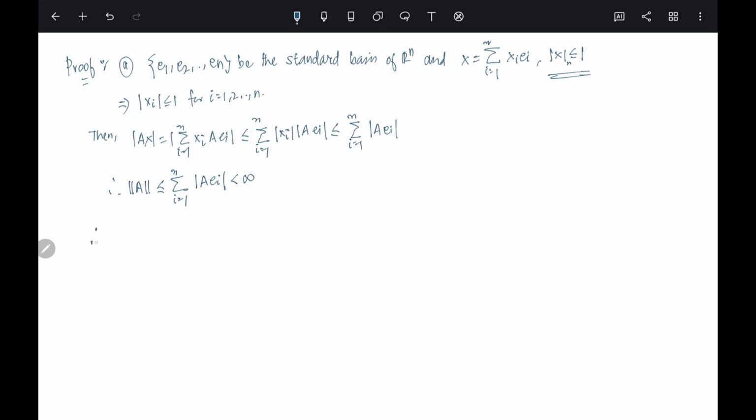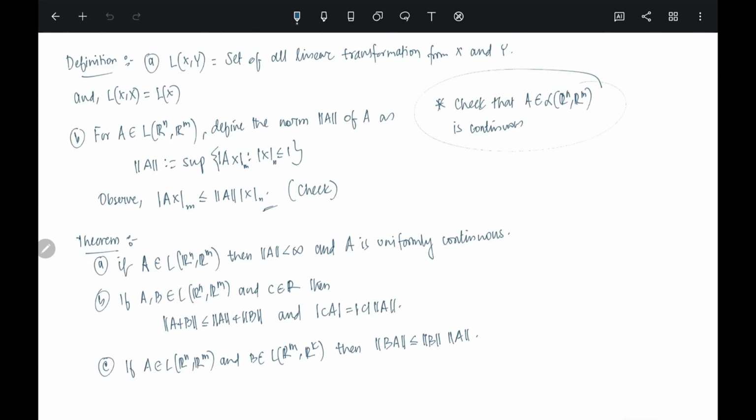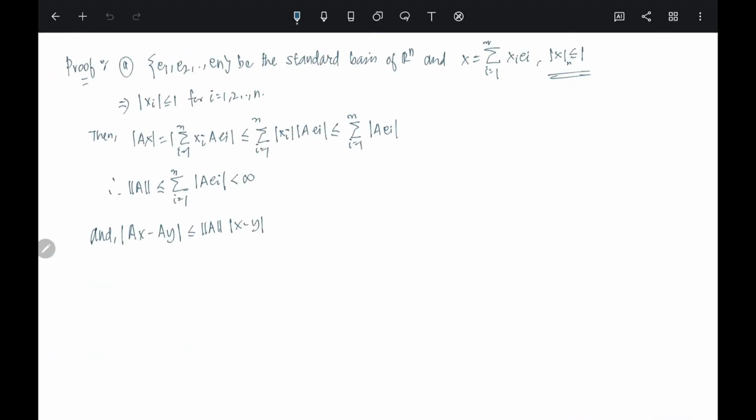And you see, A of x minus A of y, if we do. Basically I have to show uniform continuity, right? For that, the norm of A x minus A y you can write as at most norm of A times norm of x minus y. This is where I am using the inequality that the norm of Ax is less than or equal to norm of A times norm of x. This is true for all x, y in Rn. Since this is true, A is uniformly continuous.